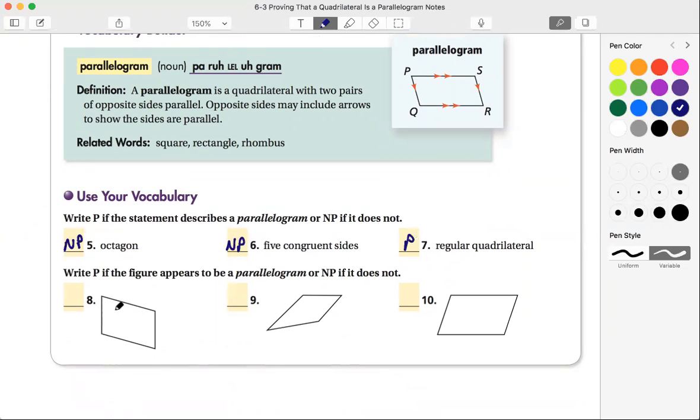All right, let's plot these figures. Number 8 looks to be a parallelogram. Number 9 looks to be not a parallelogram. And number 10 looks to be a parallelogram.